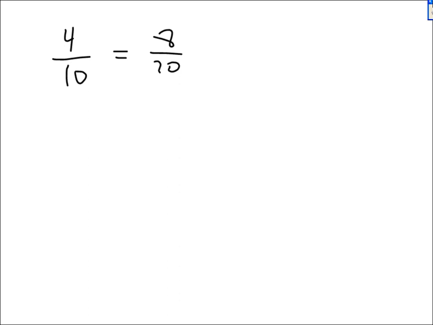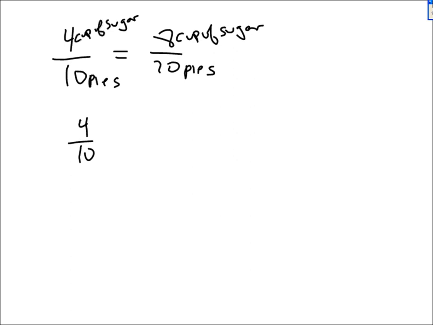In other words, I'm no cook, but if four cups of sugar go in 10 pies, is it the same proportion as 8 cups of sugar? It sounds like a lot of cups go into 20 pies. Are these the same? Is 4 over 10 equal to 8 over 20?